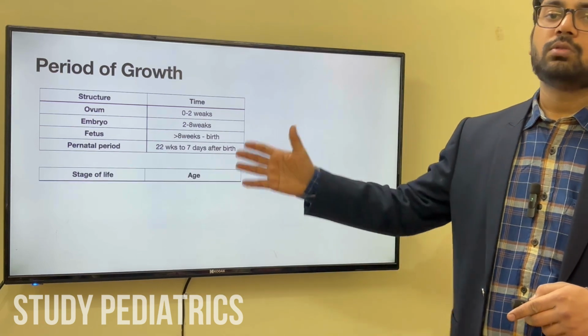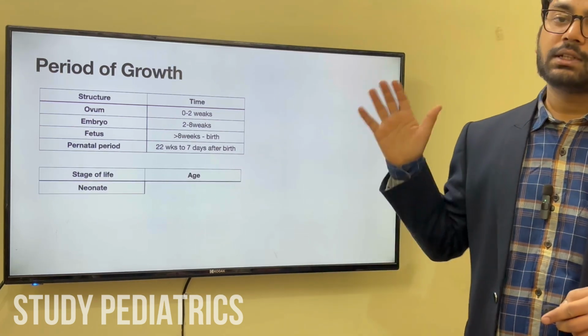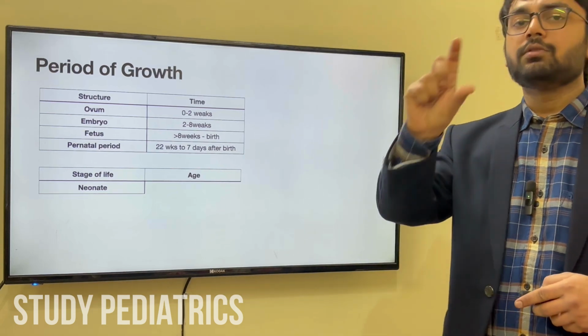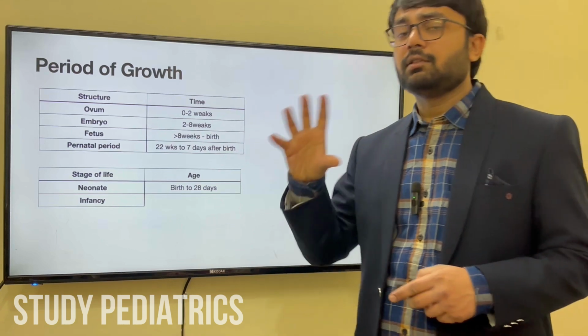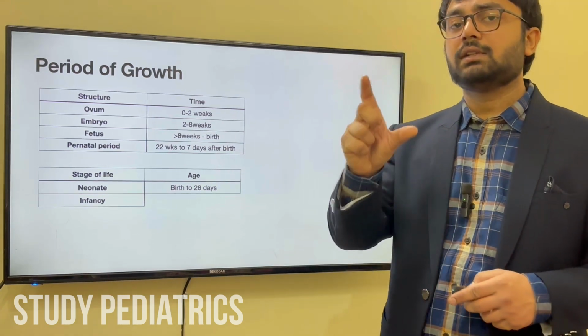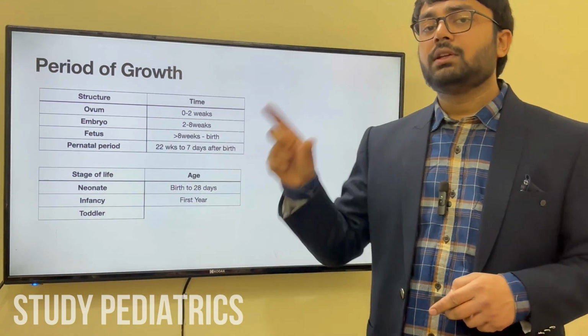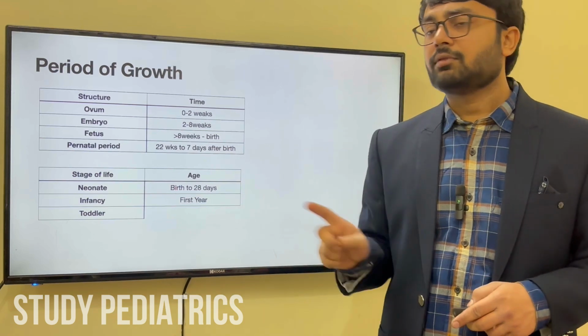Now the stages of life and the age. Let's know each and every term. The first is the neonate. A neonate is a baby of 0 to 28 days old. Next comes infancy, the infant. It is a child who is less than 1 year of age. So every neonate is an infant, but not every infant is a neonate.